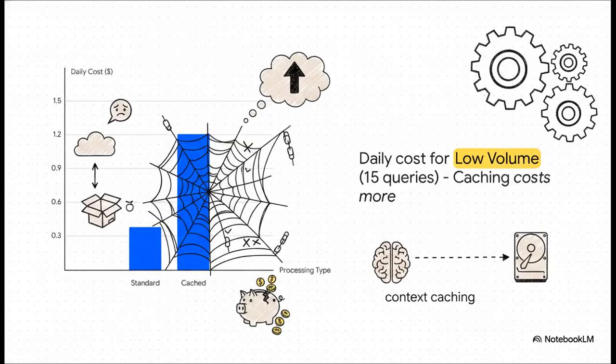So this creates a definitive tipping point. At low query volumes, the caching costs actually outpace standard processing. Because here's the secret: caching is entirely a volume game. If you do not cross a specific threshold of queries per hour, the cost of storing the tokens completely destroys any discount you get on processing them. This is exactly the trap that so many developers fall into.